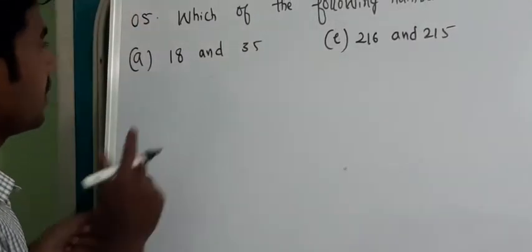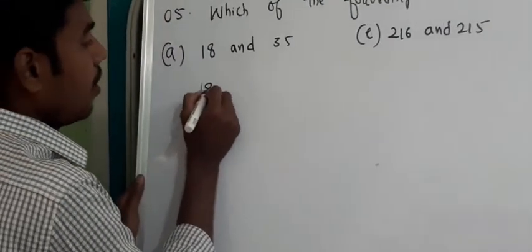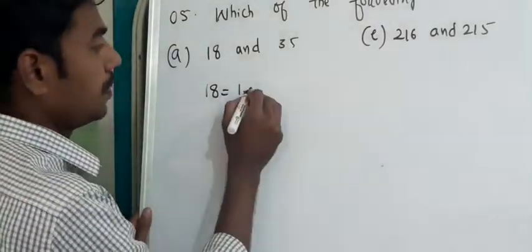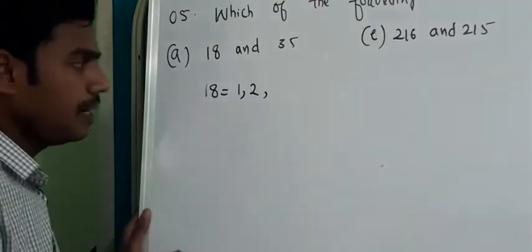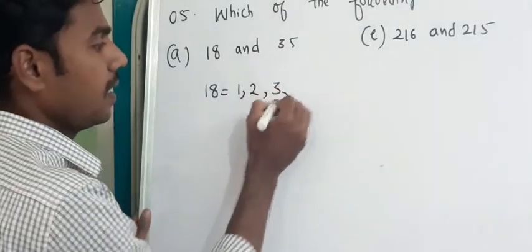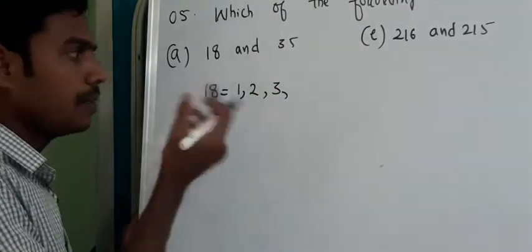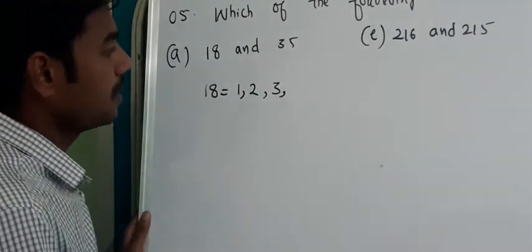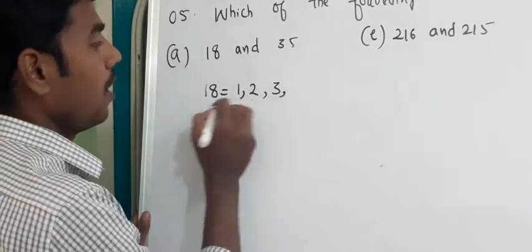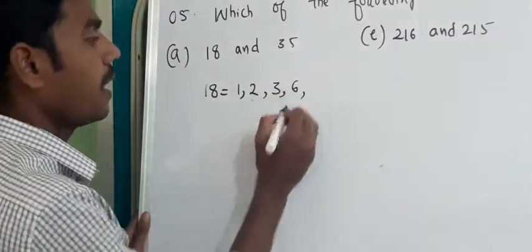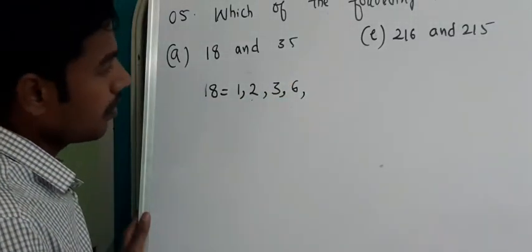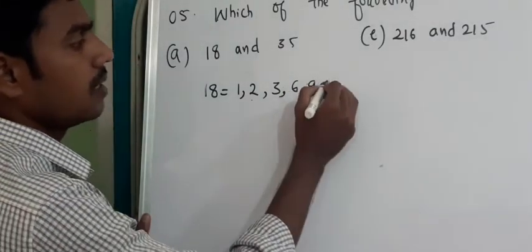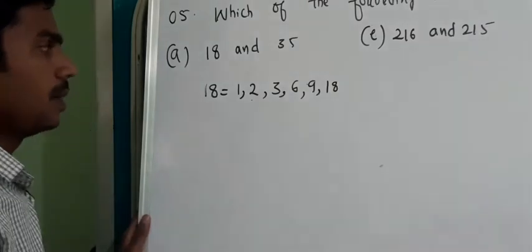We'll start with A. 18. What are the factors of 18? 1, 2, because it is ending with 8. 1 plus 8 is 9, which is a multiple of 3, so it is divisible by 3. 4 is not a multiple. 5 is not a multiple. Since 2 and 3 are factors, 6 will be a factor. 7, 8 will not be factors. 9 will be a factor. Then 18 is a factor. So these are the factors of 18.